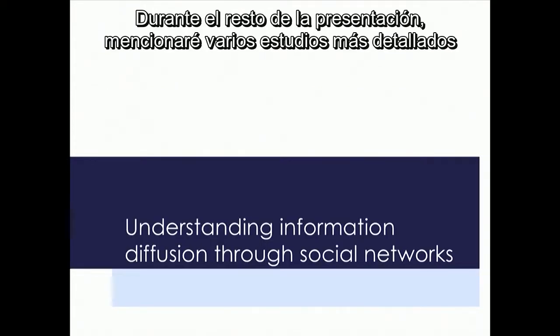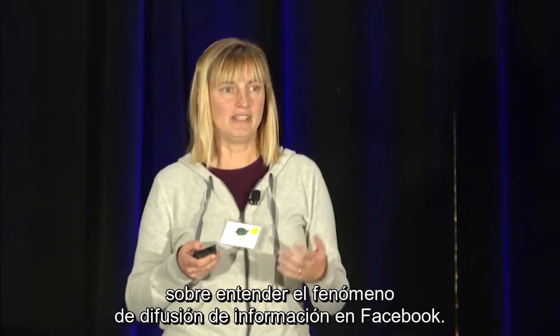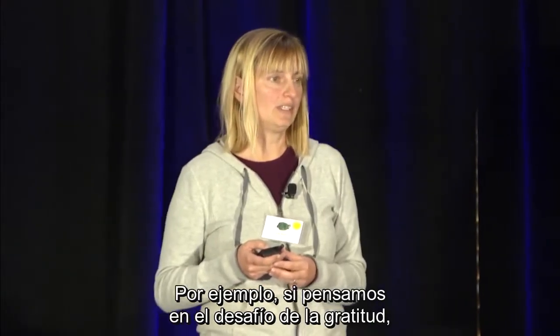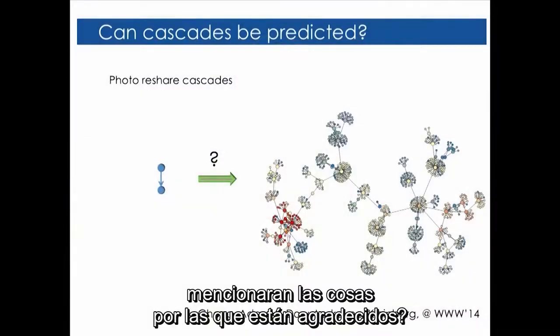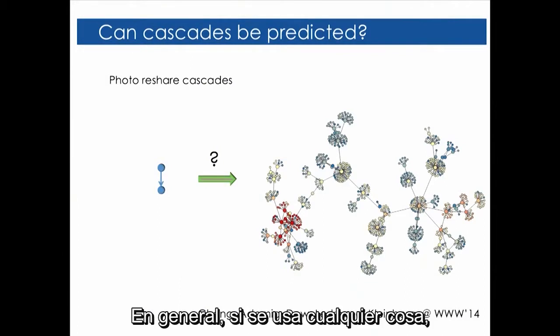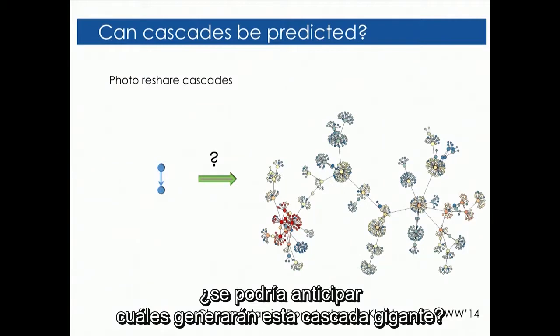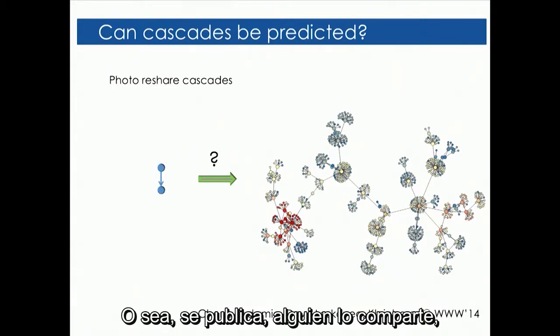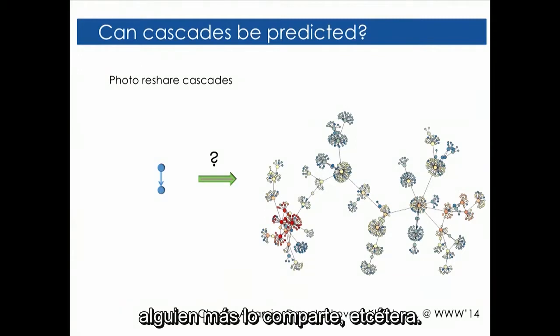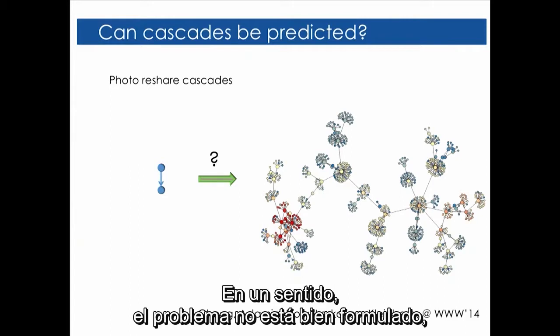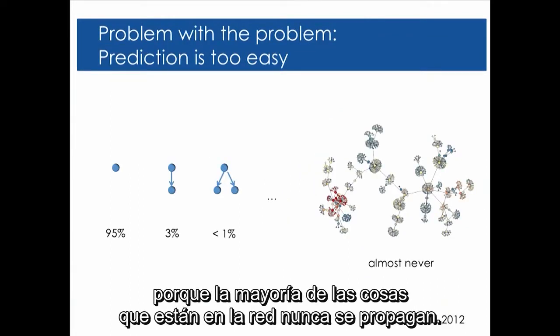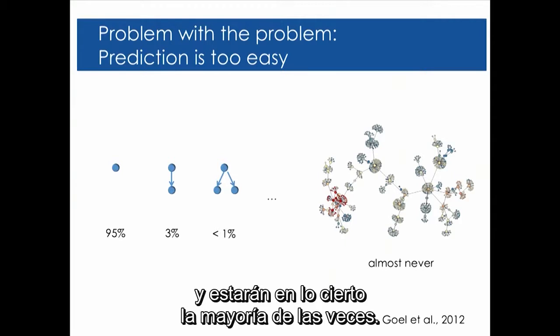So for the rest of the talk, I'll mention several more in-depth studies about understanding information diffusion phenomena on Facebook. So for example, if we think of the gratitude challenge, could we have predicted that so many people would have posted what they're grateful for? And in general, if you take anything, and in this study we took publicly uploaded photos, could you predict which ones are going to generate this very large cascade, meaning that it's uploaded, someone shares it, someone else reshares from them, etc., etc. And the problem in a way is not very well formulated, or it's actually too easy, because the vast majority of things that are online never propagate, and so you could just say, nope, it won't, and you'll be right most of the time.